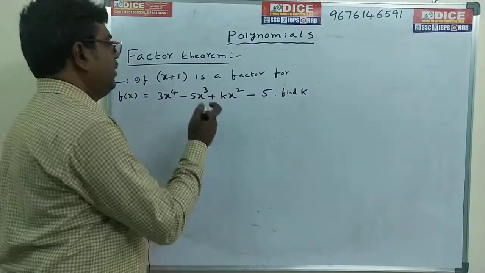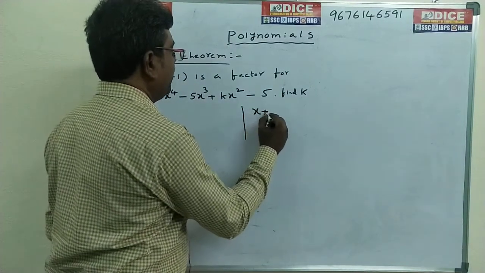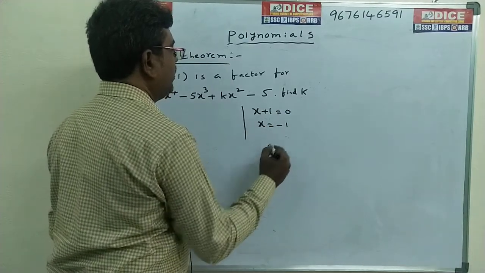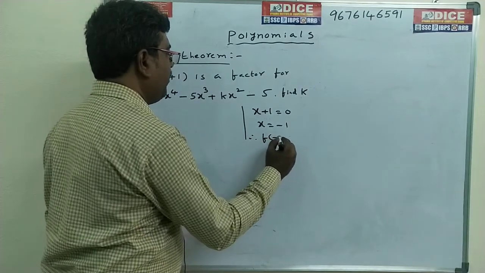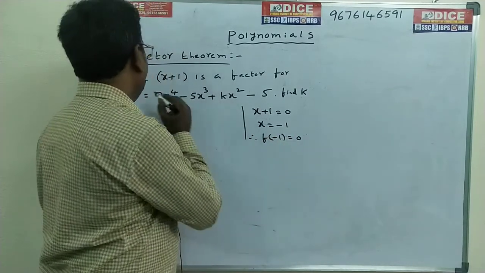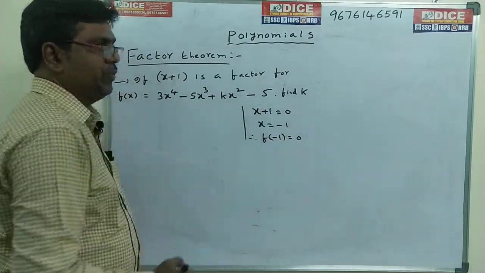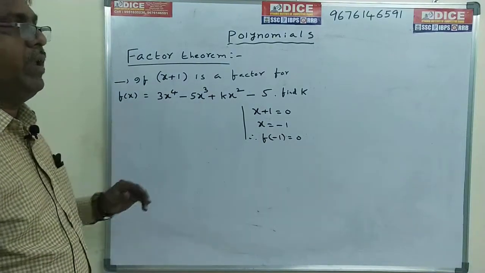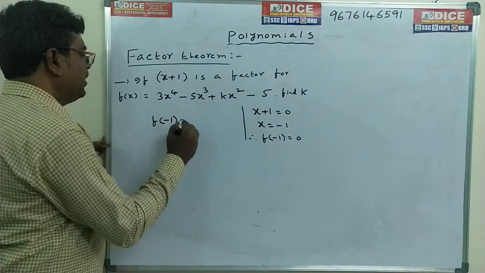So first of all, here I was given x plus 1 is a factor, so x plus 1 is equal to 0. So x is equal to minus 1. So x value minus 1, therefore factor means f of minus 1 is equal to 0. So in this function I take x value as minus 1, that is equal to 0, we have to assume. So we have to find f of minus 1 is equal to 0, and then you can get the k value. So f of minus 1 is equal to 0.